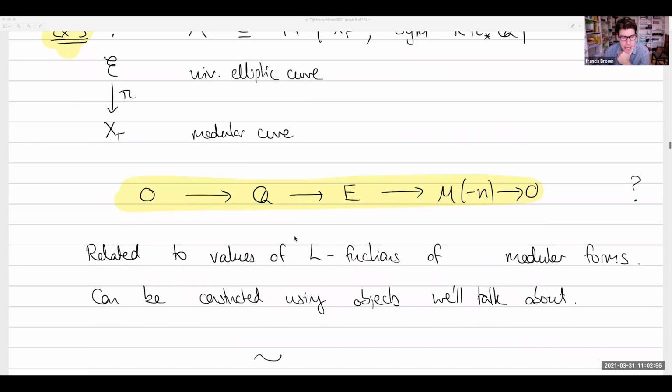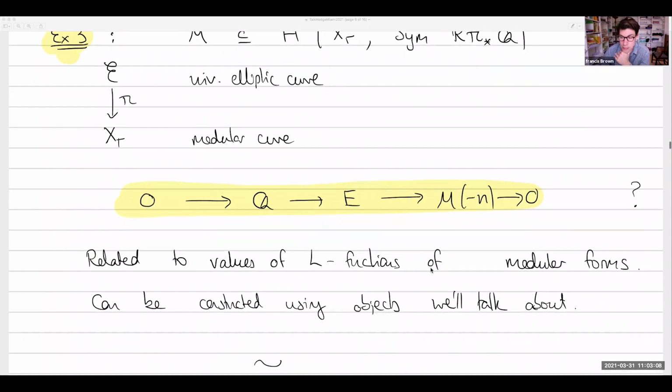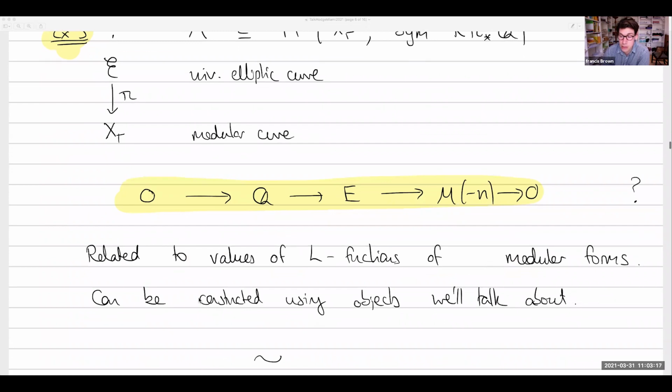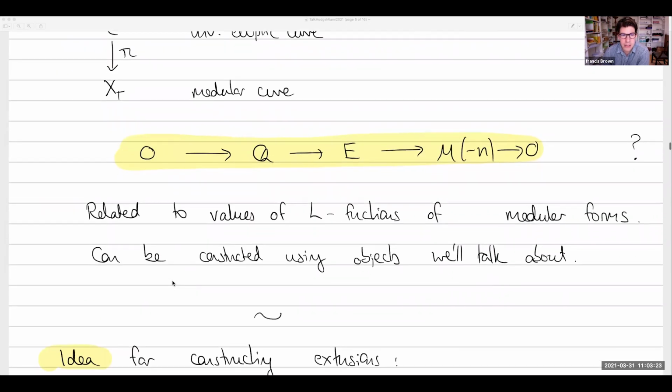And by Beilinson's conjecture, it's related to values of the L-functions of modular forms. And the reason why I will introduce some of the later objects in this talk is that, in fact, you can answer this problem using some of the constructions that I will introduce later on. So this problem has a uniform solution.